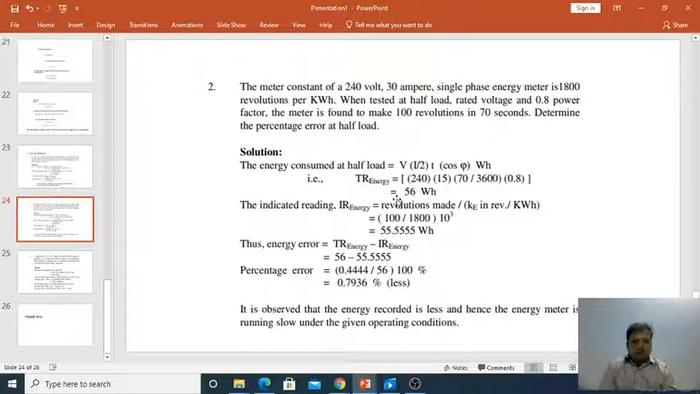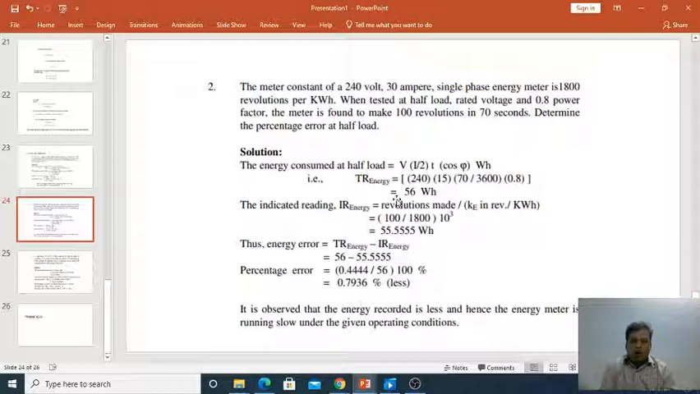Now the second problem. The meter constant of a 240 volts 30 amperes single phase energy meter is 1800 revolutions per kilowatt hour. When tested at half load, rated voltage and 0.8 power factor, the meter is found to make 100 revolutions in 70 seconds. Determine the percentage error at half load. The energy consumed at half load is given by V into I by 2 into T into cos phi in watt hour.